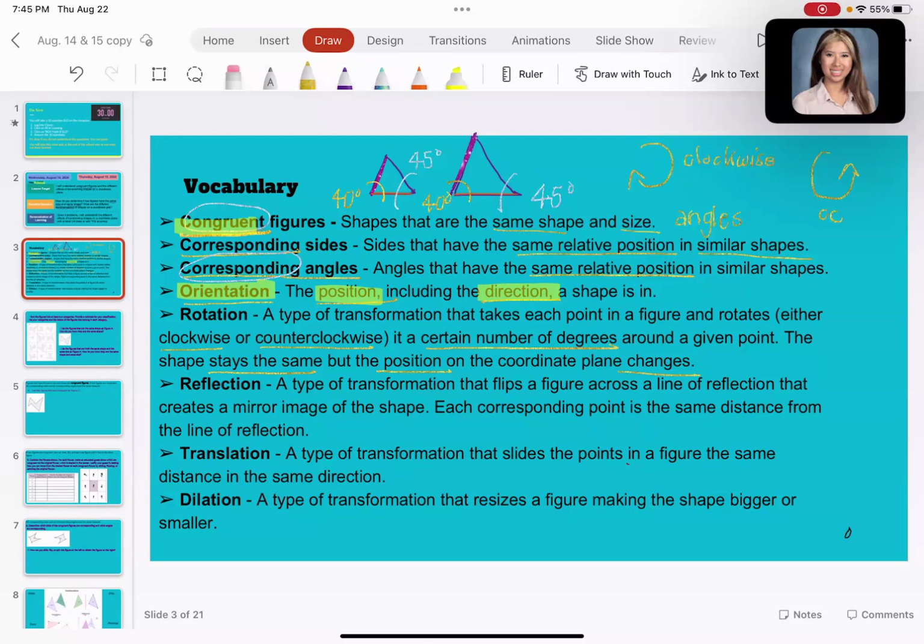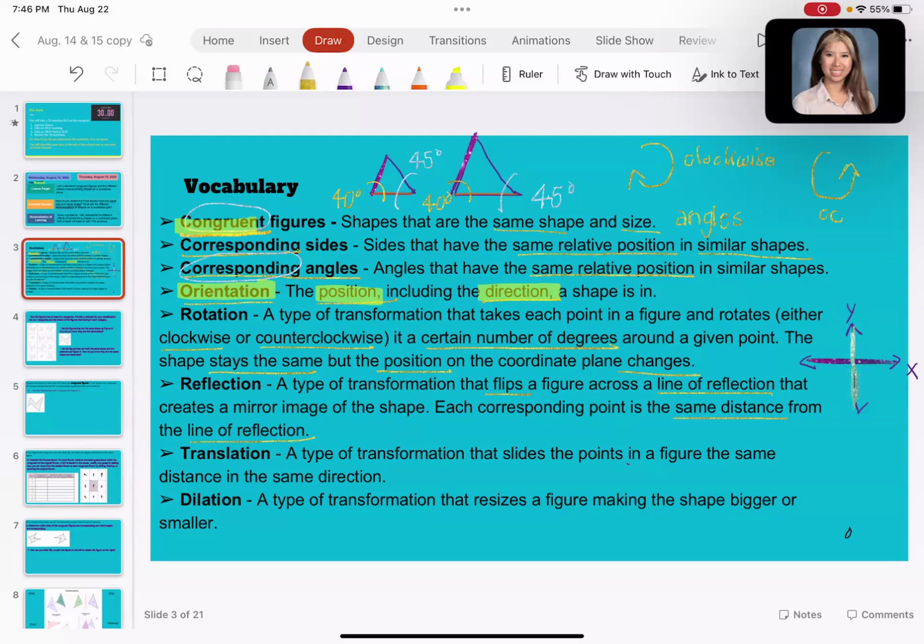Our next keyword is reflection, a type of transformation that flips a figure across a line of reflection that creates a mirror image of the shape. Each corresponding point is the same distance from the line of reflection. So because we're talking about these shapes on a coordinate grid, so coordinate grid being like this, where we have the x-axis horizontally, the y-axis vertically. Most times in 8th grade math, or the math that we're learning, our x-axis is going to be our line of reflection or our y-axis.